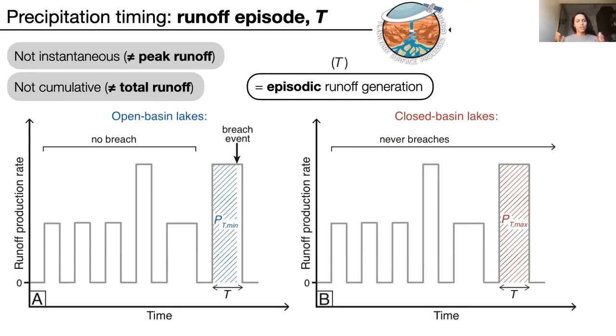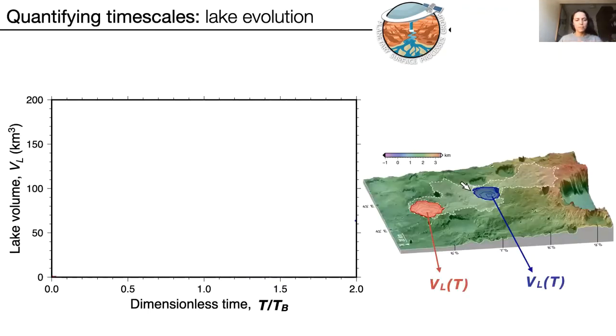Again, for a coupled system, which contains both an open basin lake and a closed basin lake, we know that T, the time they were active for, and PT, the precipitation supplied to both of them, are the same, because they're hydrologically connected, and so they're spatially and temporally coincident. This allows us to investigate their hydrology and timescales in more depth. I'll show you an example of this.